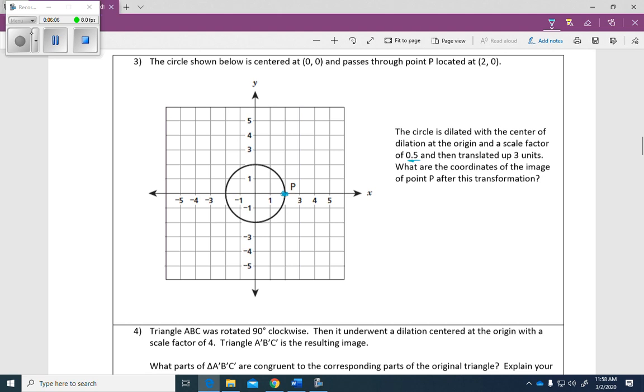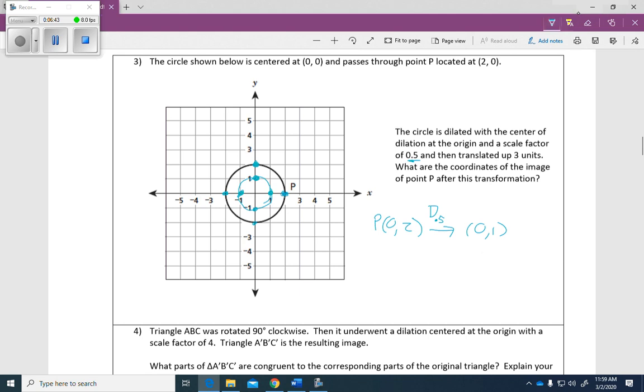First, a dilation. So that point P, which is at 2, 0, if I dilate it using a scale factor of a half or 0.5, it's going to become 1, 0. So I want to graph that. And then this point here, it's going to get smaller. And this point here makes the shape smaller. So I have this circle, a smaller circle than the original one. That is my dilation of a half.